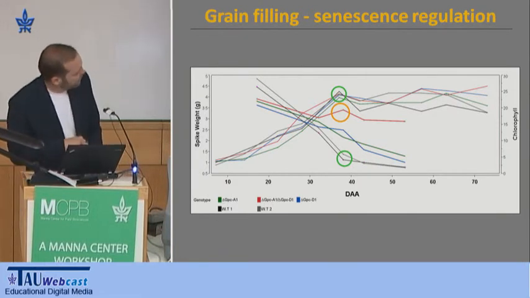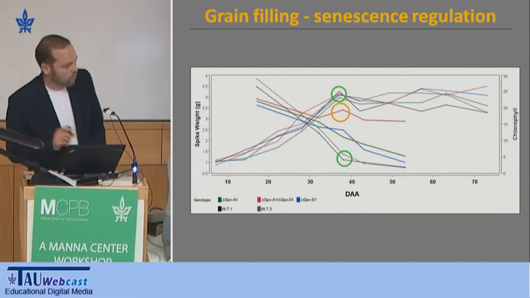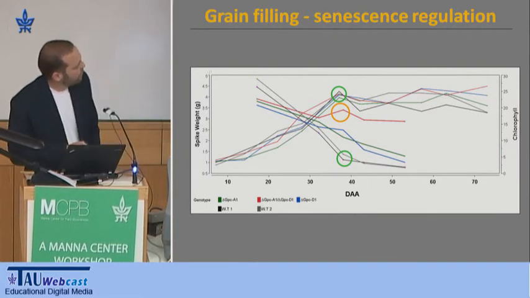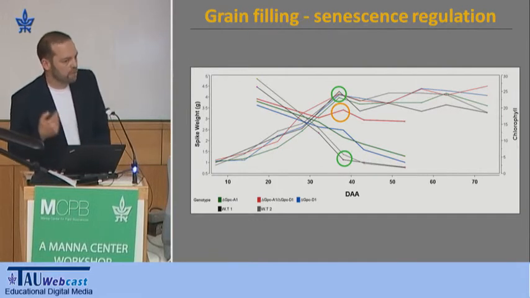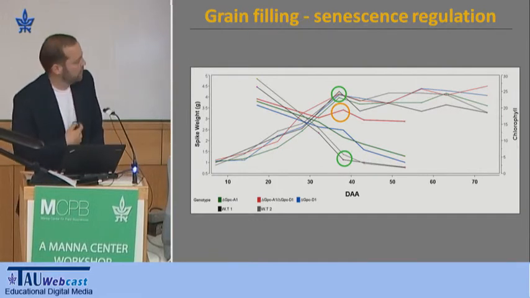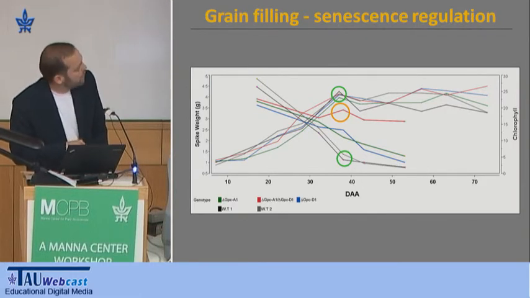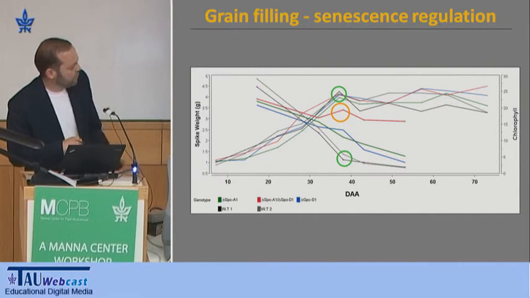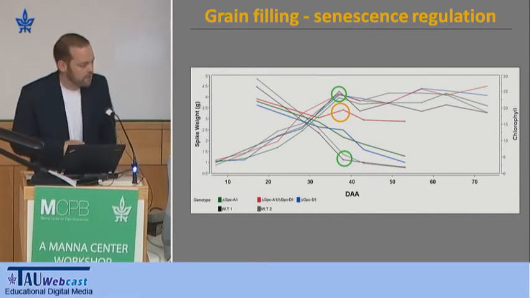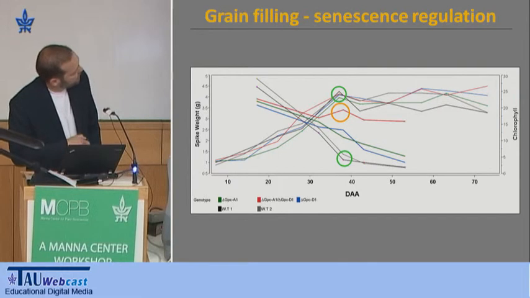So what we did here is actually changing one element out of two. We changed the element of the source. We produced leaves that can produce carbohydrates for a longer time, but we don't have the sink capacity to use those carbohydrates. This is our hypothesis, that we also have to change the sink capacity.